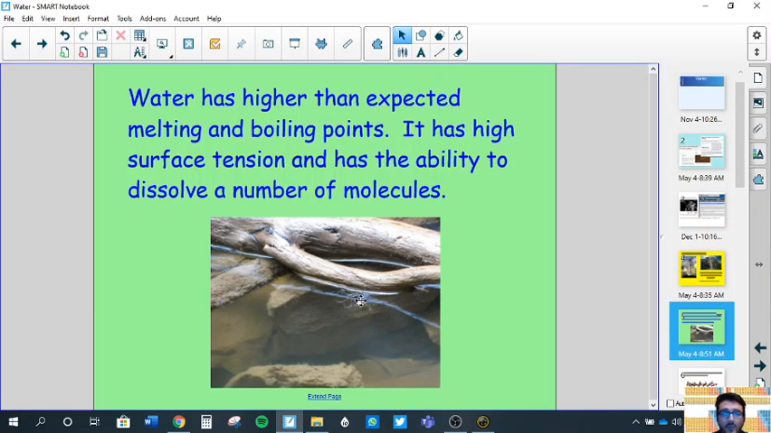And here you see a water strider walking across a surface, or at least on a surface of water. And it's because of water's specific properties that this water strider can do that. It has a high surface tension created by those hydrogen bonds that we talked about in a previous unit, among other properties such as melting and boiling points.